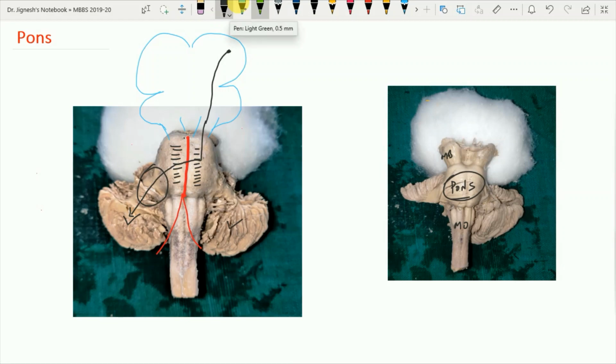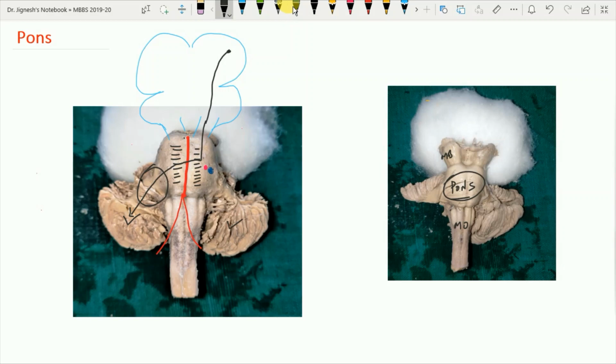When we see the other features of the ventral aspect of this pons, we can find one nerve, and this nerve has one medial smaller portion. This medial smaller portion is the motor root of the trigeminal nerve, and just lateral to it there is the sensory root of the trigeminal nerve. So both the motor as well as the sensory root form the trigeminal nerve itself, which comes out from the anterolateral aspect of the pons.